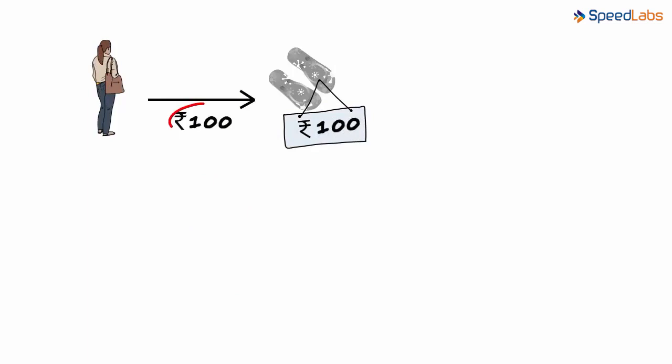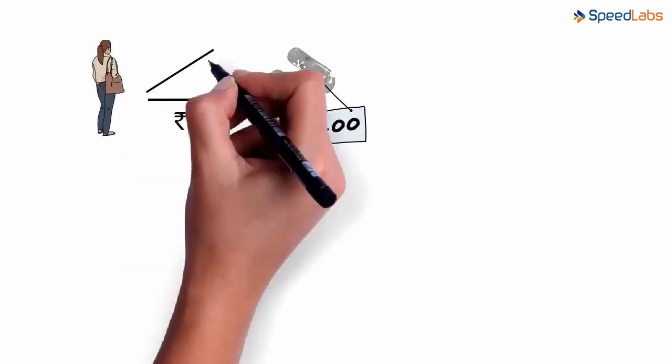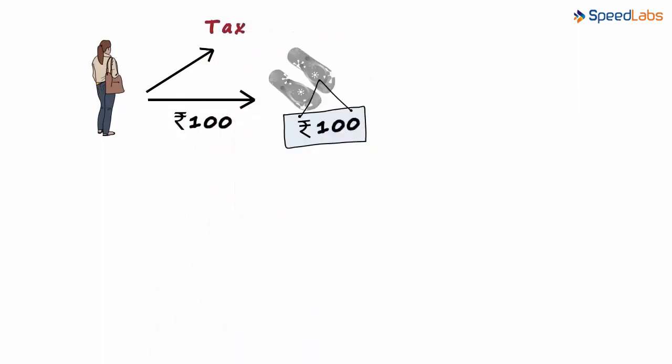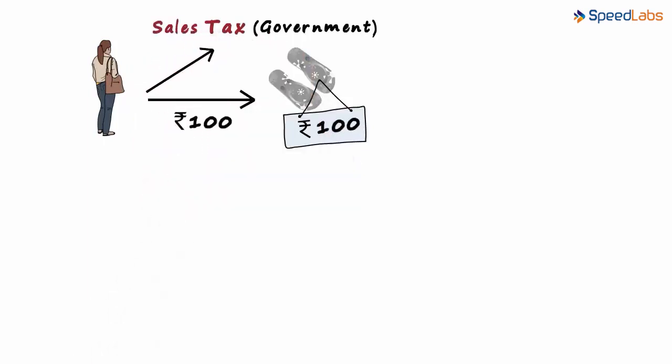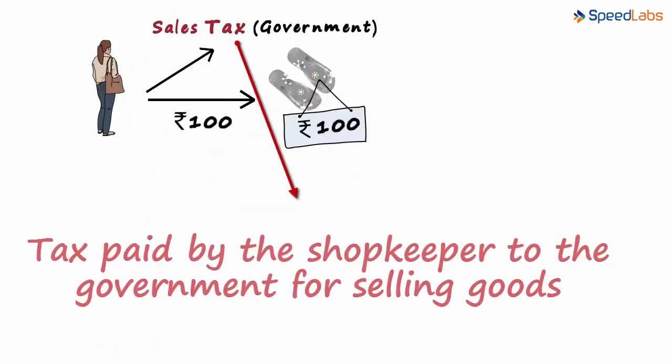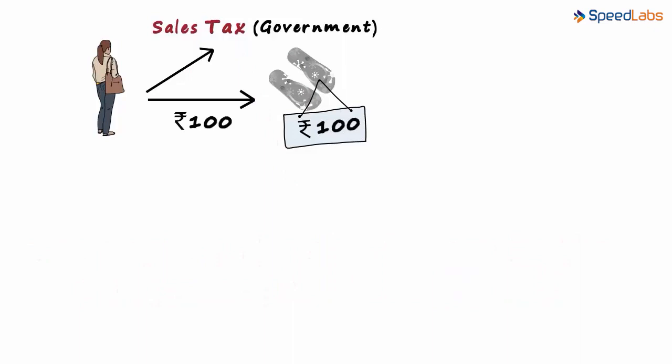No. Apart from this 100, she also has to pay something called tax, which goes to the government. So apart from the 100 rupees, this lady also has to pay an additional amount to the shopkeeper, and the shopkeeper pays that amount to the government. This kind of tax is called sales tax. Basically, it is the tax that is paid by the shopkeeper to the government for selling the goods. And the shopkeeper collects that tax from you.